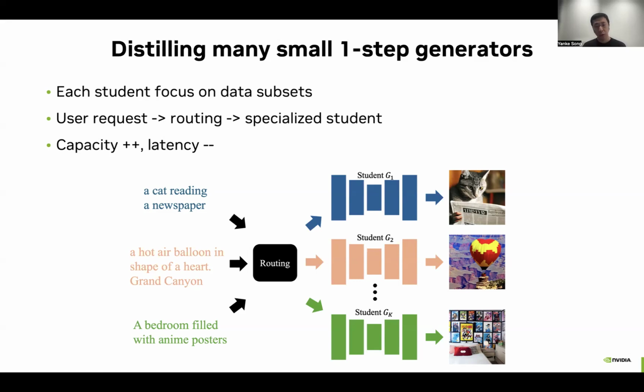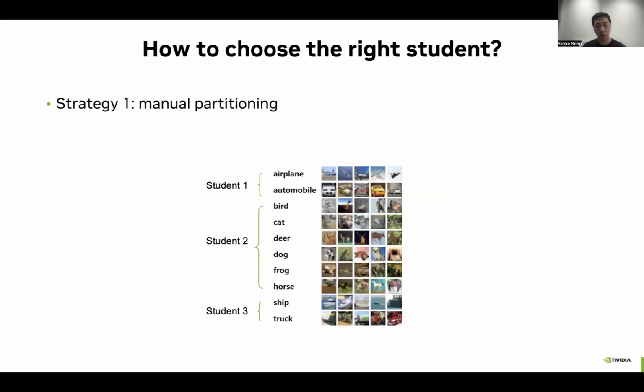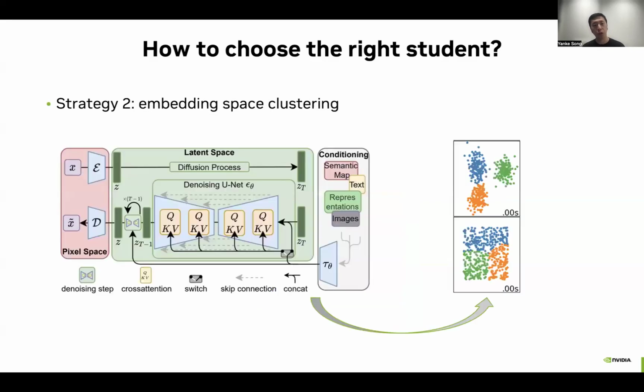I mentioned we need a routing strategy to retrieve different students, and I'm going to propose a couple of methods of how we do the routing or partitioning of the data into different students. A simple method is manual partitioning. This works especially for discrete class conditioned generation, such as image generation on CIFAR10 and ImageNet 64. We can usually find semantically meaningful clusters in those labels, and we can just assign different partitions to different students.